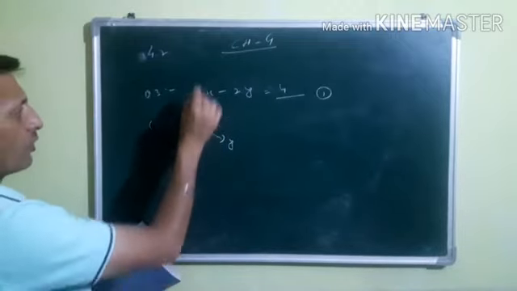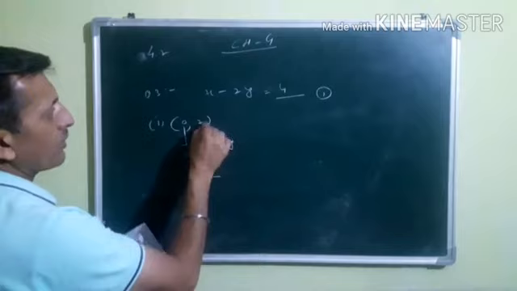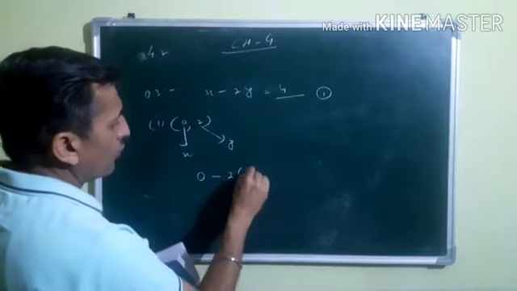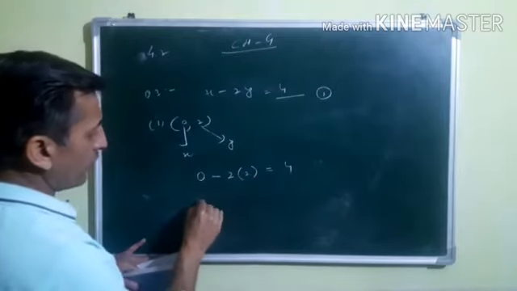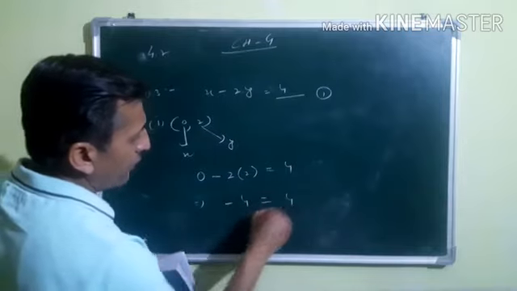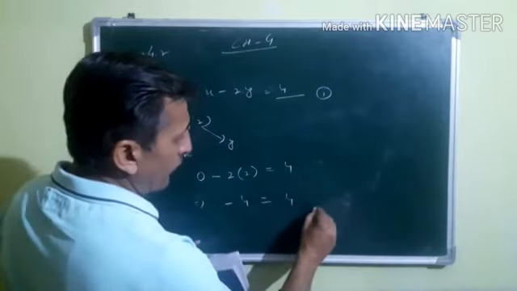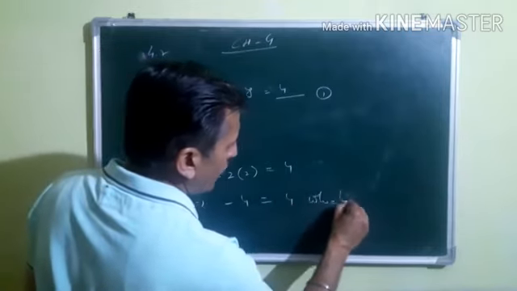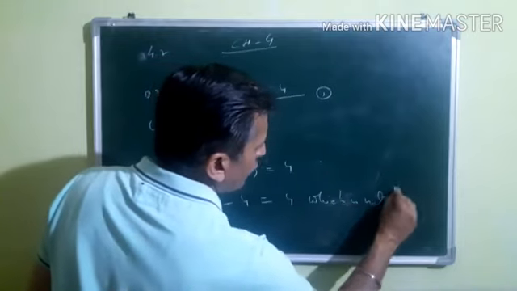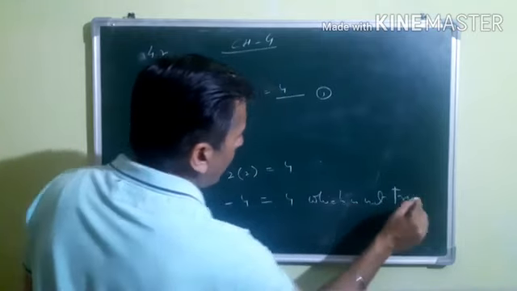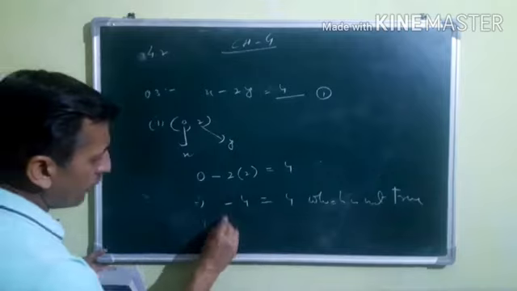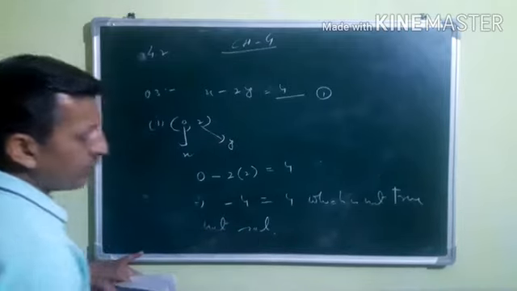So when we put x is equal to 0, it becomes 0 minus 2 into 2, that is 4. So in that case, this becomes minus 4 is equal to 4. Is it true? No, it's not true. So that's why this is not a solution.